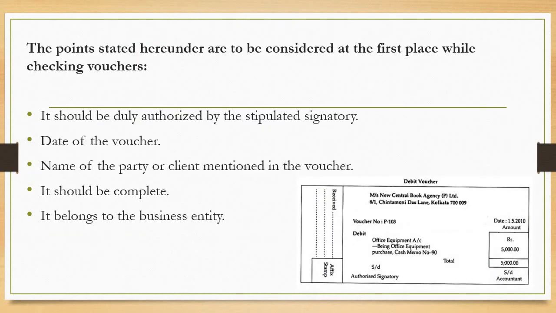Now next we have the points stated here, which are to be considered in the first place while checking the vouchers, as we have already discussed. Vouchers should be duly authorized by the stipulated signatory. Date of the voucher is mandatory. Names of the parties or clients mentioned in the voucher should be complete. If it is not complete, vouchers are not accepted. For example, if you have written the amount but the signature is not there, it is not acceptable, and it belongs to the business entity only.